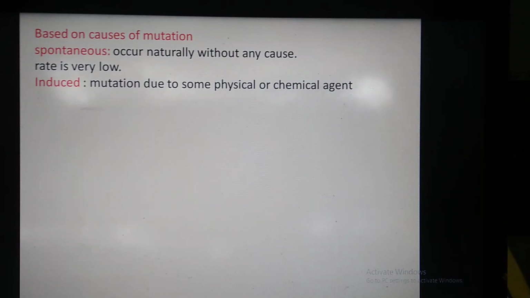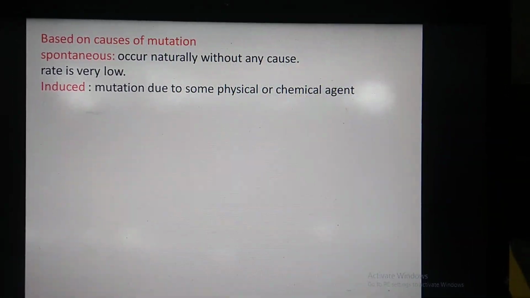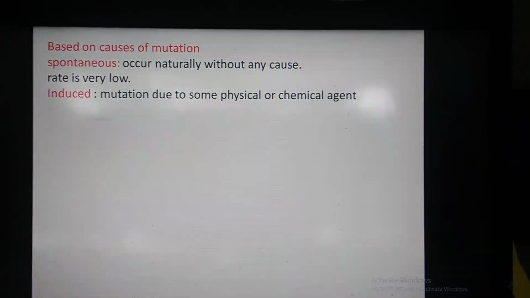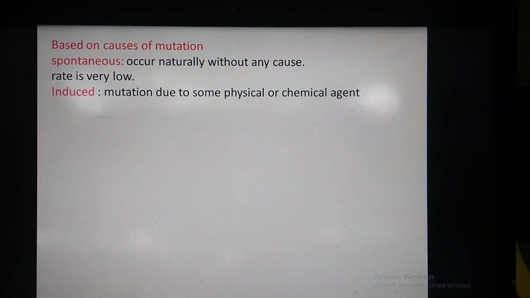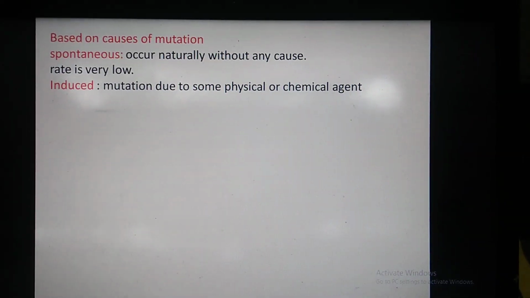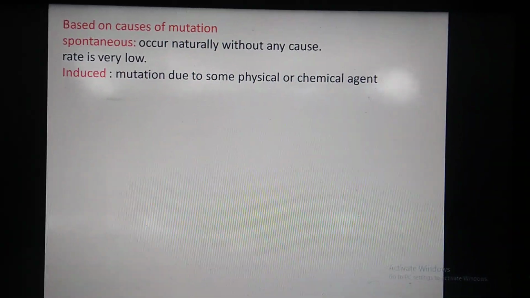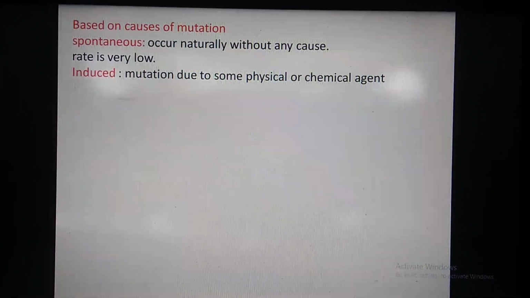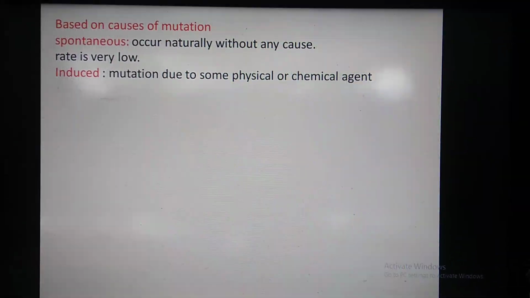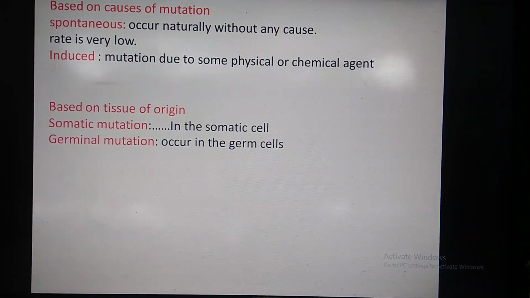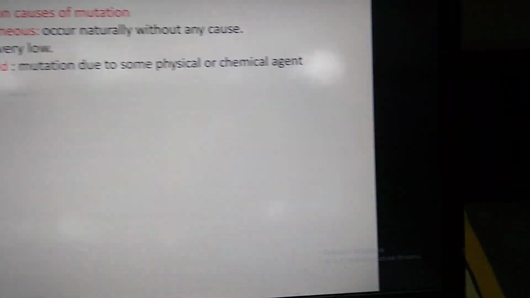So if we want to classify or divide the types of mutation, we can divide them on the basis of many characters, like based on causes of mutation. It can be spontaneous, occurring naturally without any cause, but the rate is very low, because spontaneous mutation occurs independent of anything. And another is induced mutation.